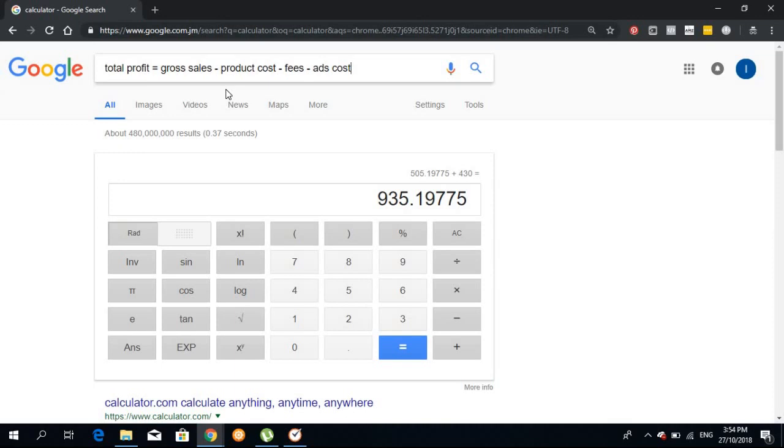So the next time you see someone saying, "Hey, I made $2,000 in one day," or "I made $10,000 in 1 week," ask them, okay, is that gross sales or is that profits? And what are your fees like? How much do your products cost you, and what do you pay in ads? Because this could have easily been negative. So yeah guys, that's the way to calculate your profits going forward.